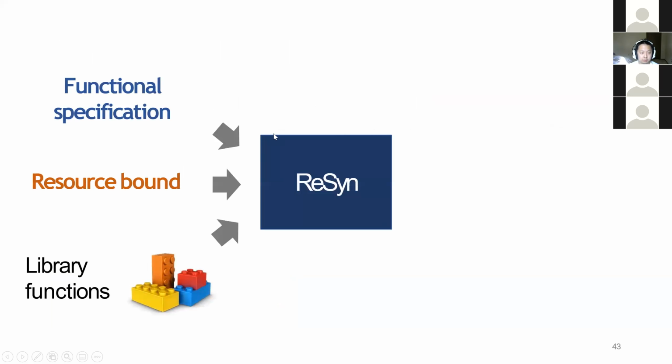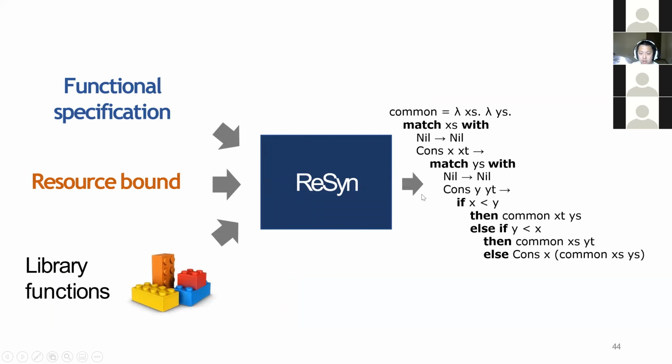So here is the problem of program synthesis with resource bounds. We have one additional specification which describes the resource bound we want to satisfy. Here, if we say that we want to find a linear time solution, it will give us this.